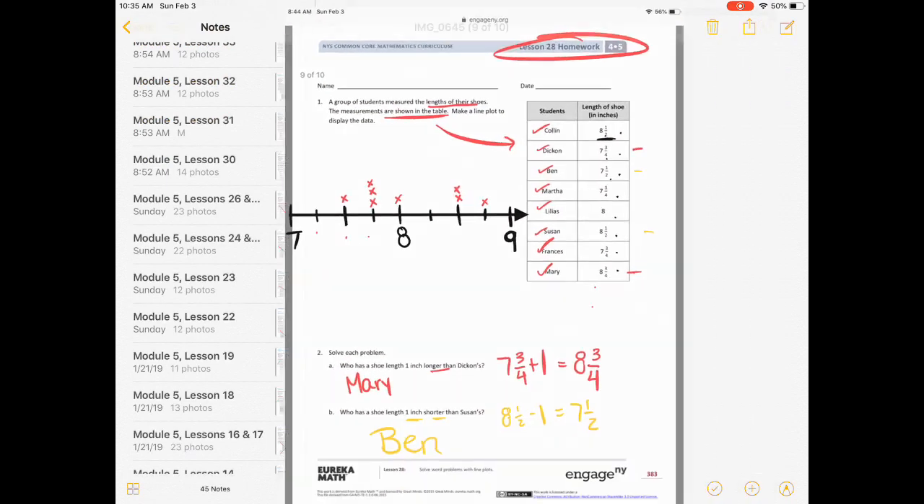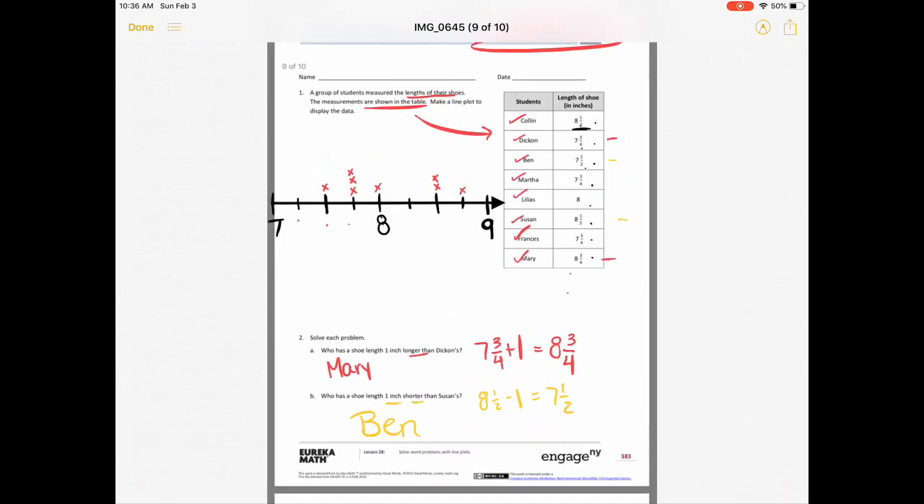Okay, if we go to the next problem, we're going to have to flip back and forth. One second.